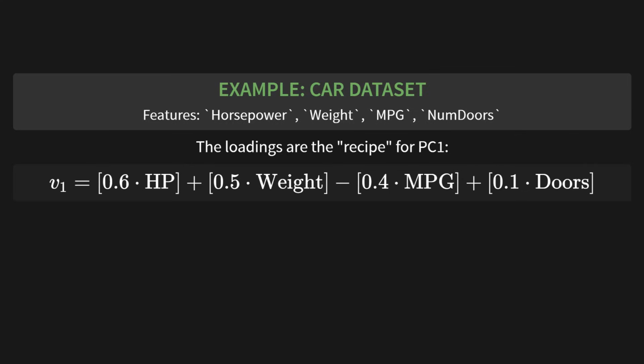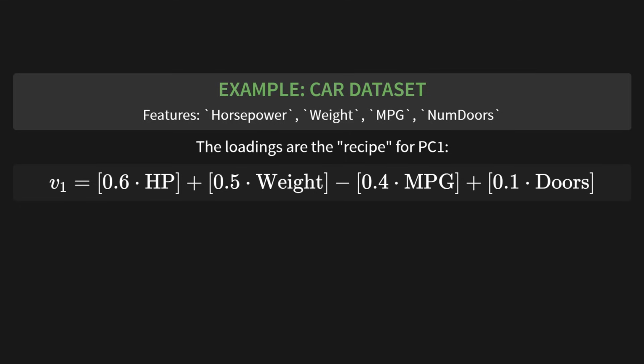After we run PCA, we look at the loadings for PC1. The loadings are basically the recipe for building that component. So for PC1, the recipe might look like this. V1 equals 0.6 times horsepower plus 0.5 times weight minus 0.4 times MPG plus 0.1 times doors.